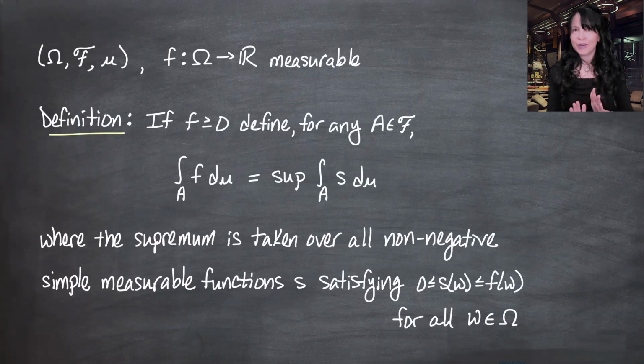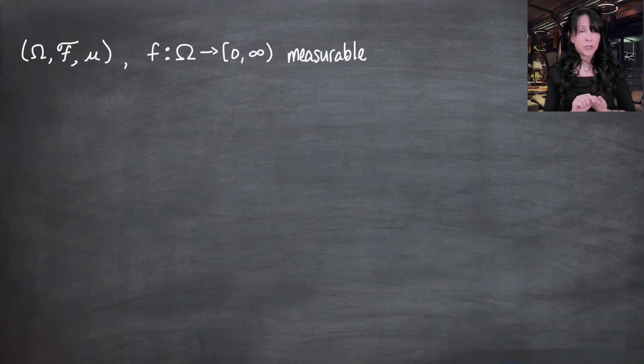This is exactly what we did when we were defining expectation for a more general non-simple random variable. We define the expected value of a random variable X to be the supremum of a bunch of expectations of simple random variables. If this d mu were dP in both cases, and this f was denoted by a capital X, and this s was a capital Y, this is exactly what we did in the expectation case.